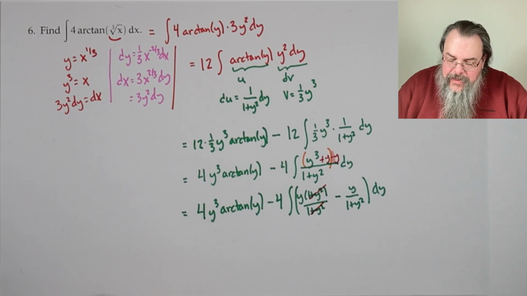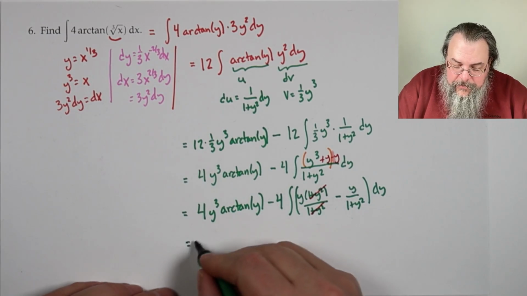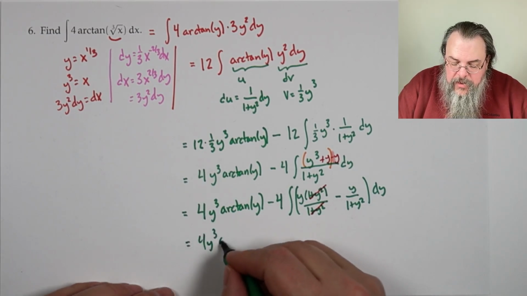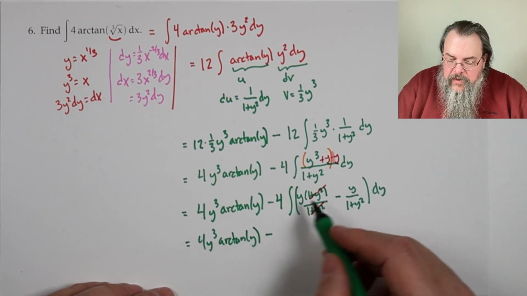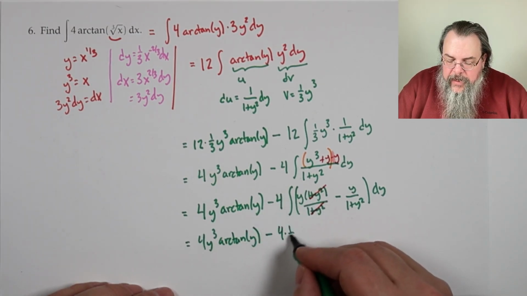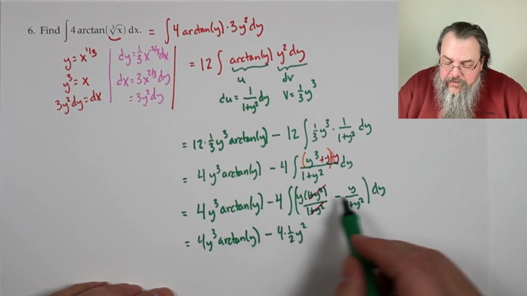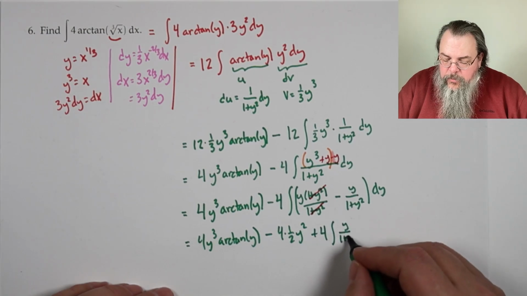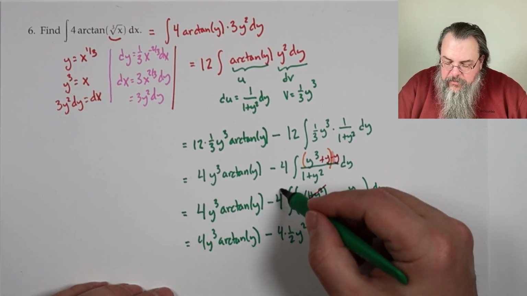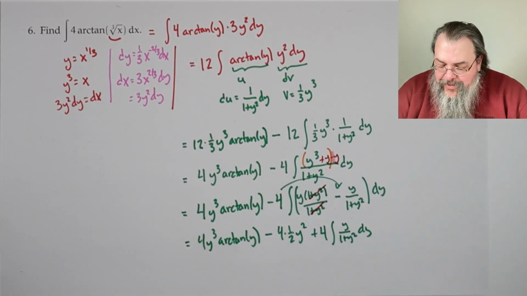Okay, so let's see. Integral of y, yeah, we can do that. That's no problem. So we have 4y cubed arctangent of y, and then minus 4 times 1/2 y squared, plus 4 integral y over 1 plus y squared. Right, because remember that we'll distribute through. Now we have that last thing.